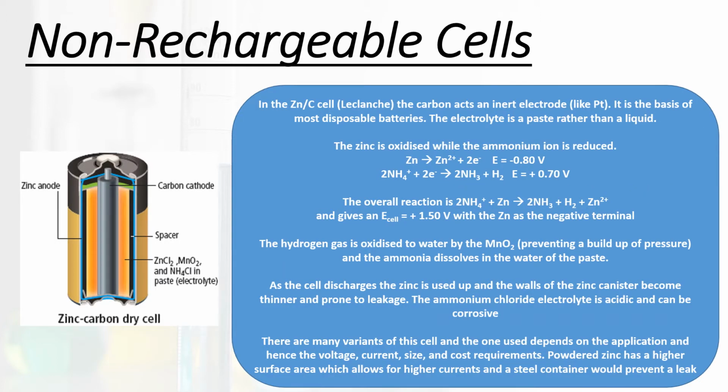Now, another type of cell is based off zinc and carbon. It's called the Leclanché cell. And here the carbon acts as an inert electrode. It's similar to when we've seen platinum being used, for example, if we had gases or if we had solutions that just contain ions and no physical solid metal. We could use platinum as our inert electrode. Here we're using carbon as our inert electrode. And this type of cell here is the basis of most disposable batteries.